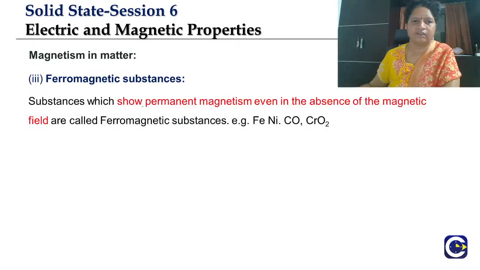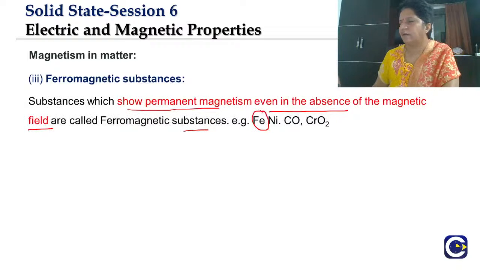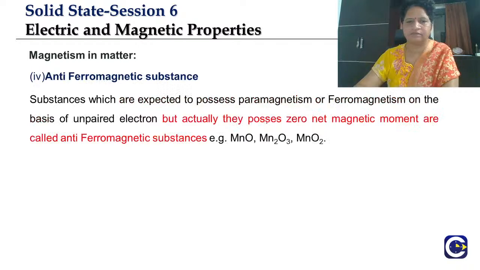Ferromagnetic substances show permanent magnetism even in the absence of a magnetic field. Iron is a simple example, it has a magnetic property. Nickel, cobalt, CrO2 are examples. Iron and nickel are easy to remember because we use them for making permanent magnets.